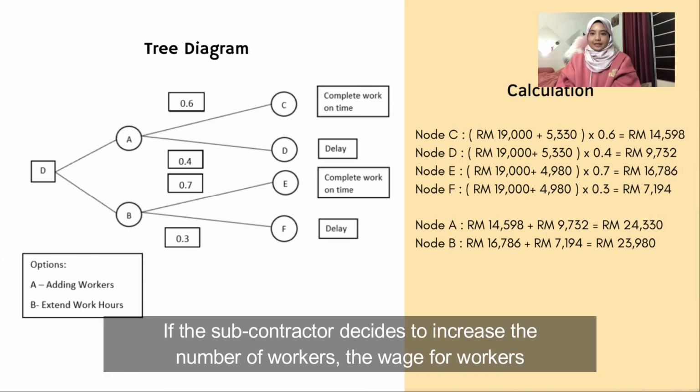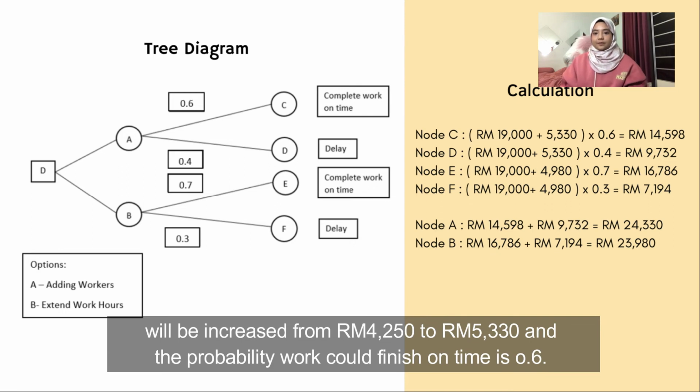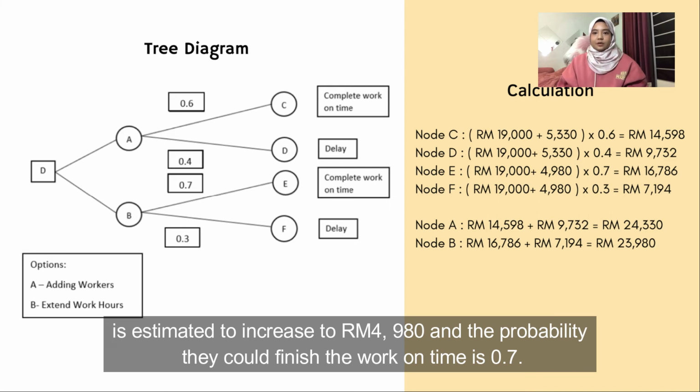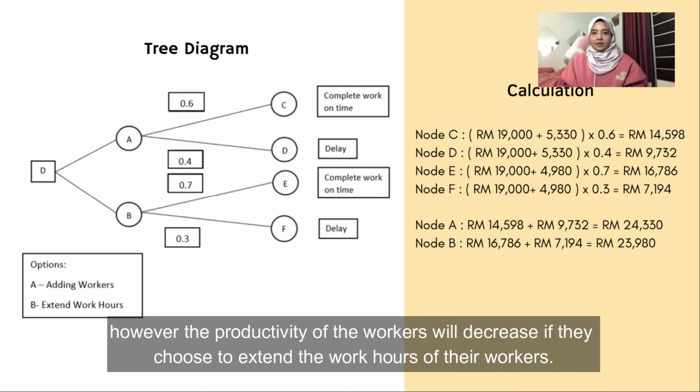If the subcontractor decides to increase the number of workers, the wage for workers will increase from 4,250 ringgit to 5,330 ringgit and the probability the work could finish on time is 0.6. Meanwhile, if the subcontractor decides to extend work hours, the wage for manpower is estimated to increase to 4,980 ringgit and the probability they could finish on time is 0.7. However, productivity of the workers will decrease if they choose to extend the work hours.